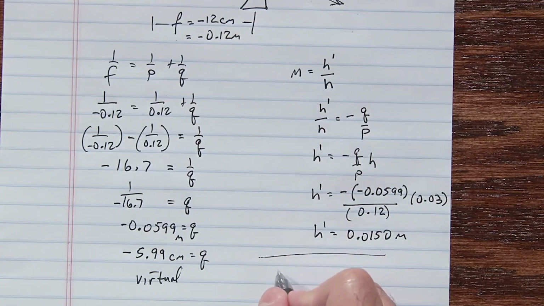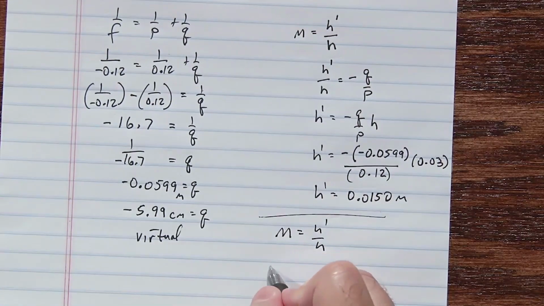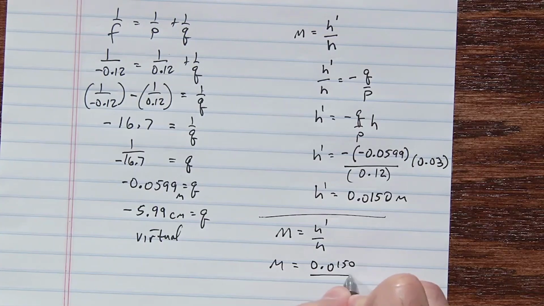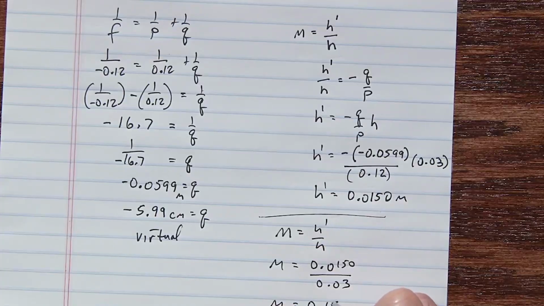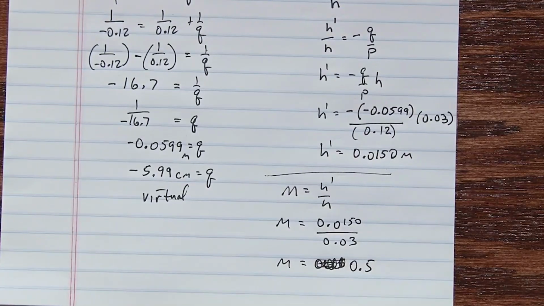But let's also check the magnification. Magnification is h prime over h. So the magnification is 0.0150 divided by 0.03. So the magnification is, scratch that, the magnification is 0.5. Scratch this out. Magnification is 0.5, 1/2.